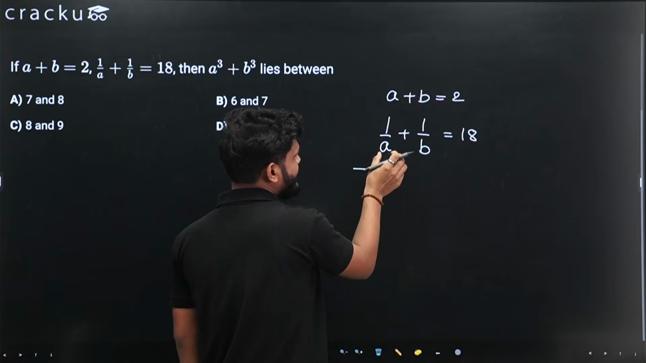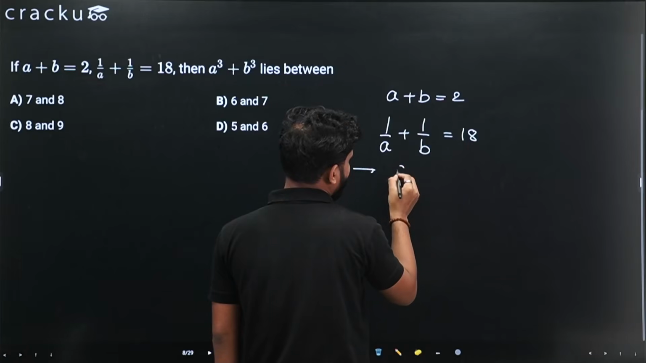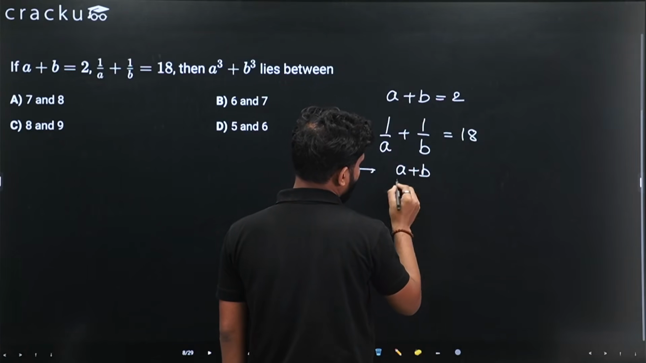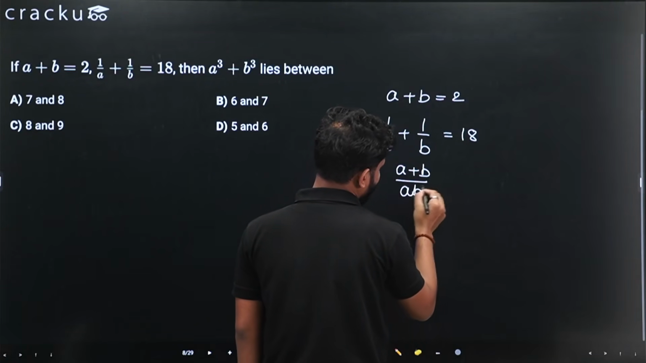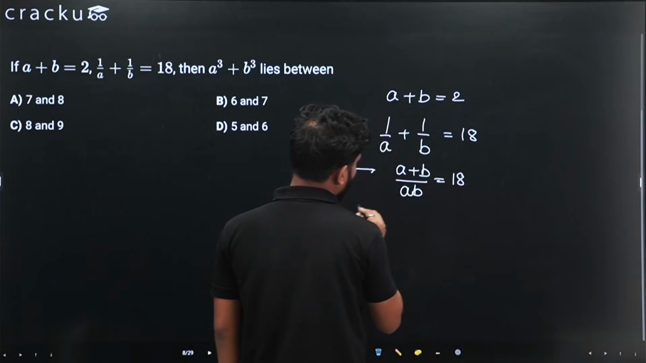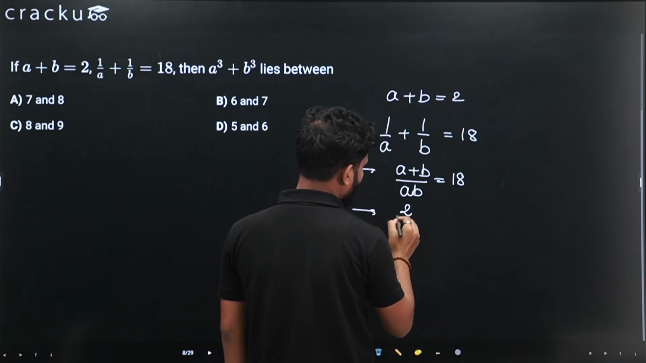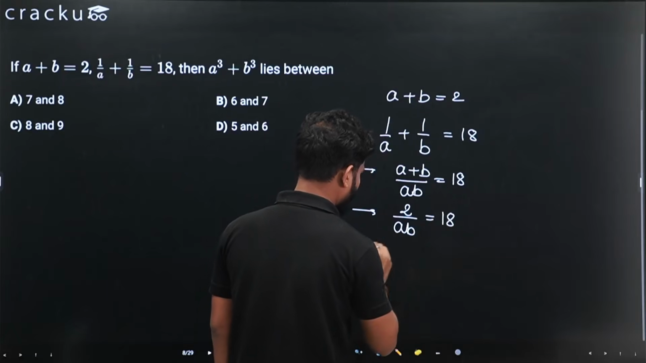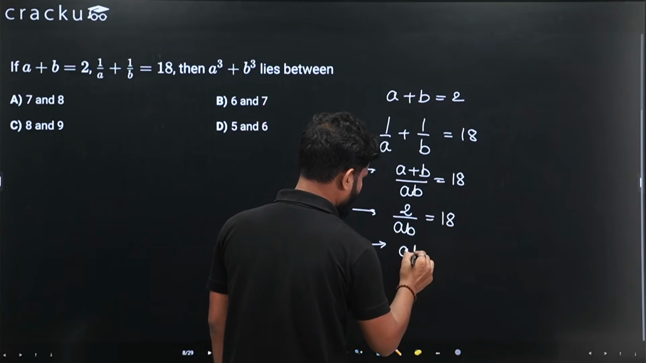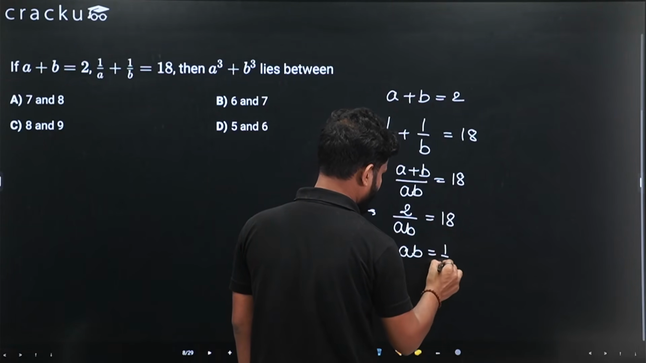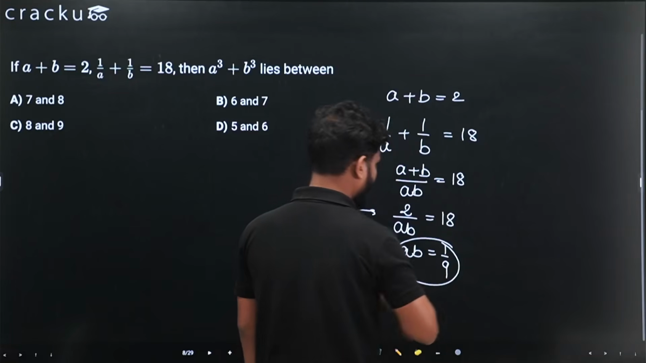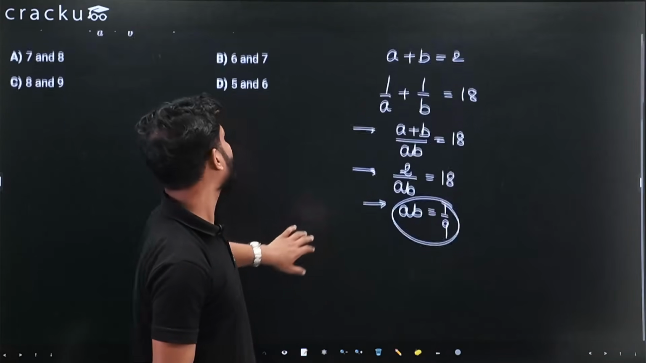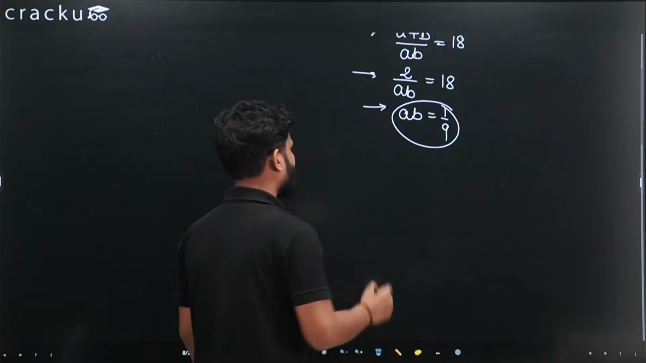Can I write 1 by A plus 1 by B as A plus B upon AB? So this will be equal to 18. What is A plus B? It is 2. 2 upon AB is equal to 18, or AB is equal to 2 upon 18, which is 1 by 9. So AB will be 1 by 9. Now you need to find A cube plus B cube.